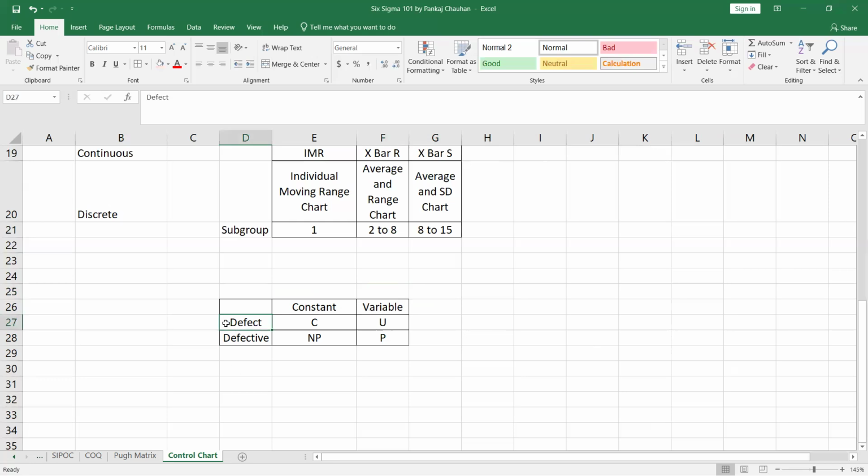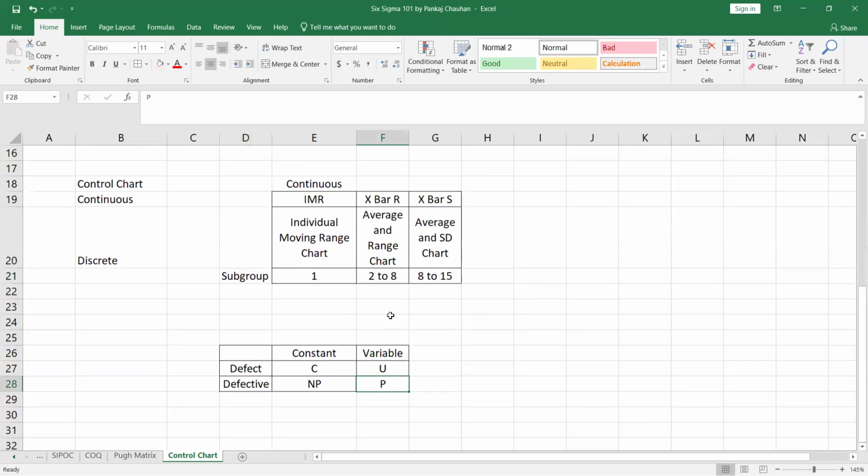So if you are looking for defects out of a constant sample size, it is the C chart. If you are looking for defectives out of a constant sample size, the NP chart. When you look for defects out of a variable sample size, then the U chart. And when you look for defectives out of a variable sample size, it is the P chart. This is the way we do the control chart selection.